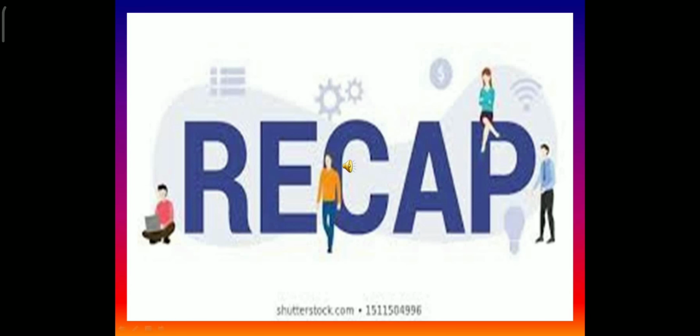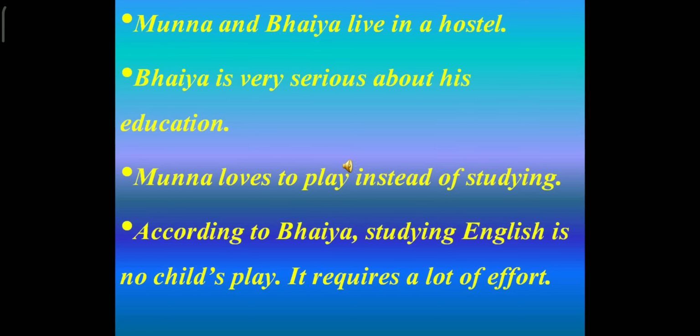Now, let us have a quick recap of all the things that we have learned in the first part of My Elder Brother. At first, we saw that Munna and Bhaiya live in a hostel, alright, where Bhaiya is a very serious boy. He is very serious about his education, and Munna is a mischievous boy who loves to play instead of studying. And at last, we also discussed that according to Bhaiya, studying English is no child's play because it requires a lot of effort.